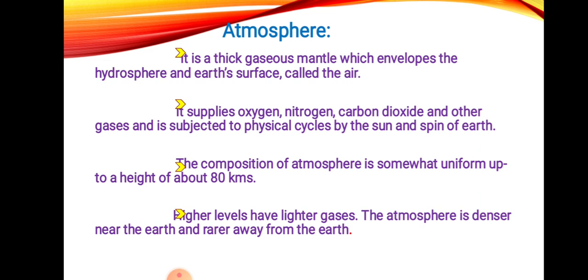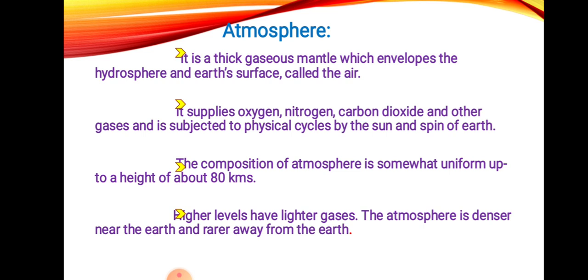Next we go to the atmosphere. The atmosphere is a thick gaseous mantle which envelops the hydrosphere and earth's surface. This environment is called air, which supplies oxygen, nitrogen, carbon dioxide and other important gases. They are all subjected to physical cycles by the sun and the spin of the earth.